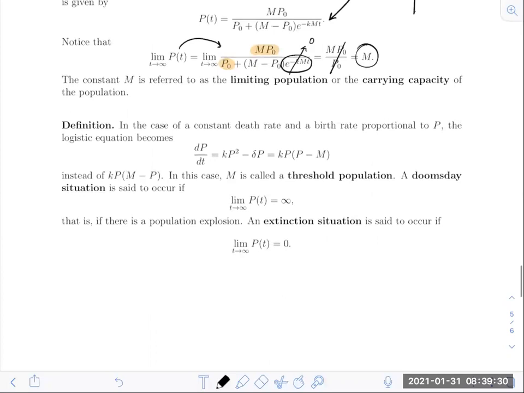Similarly, we want to take a look here at another situation. We have this definition that says in the case of a constant death rate and birth rate proportional to P, the logistic equation becomes this equation.